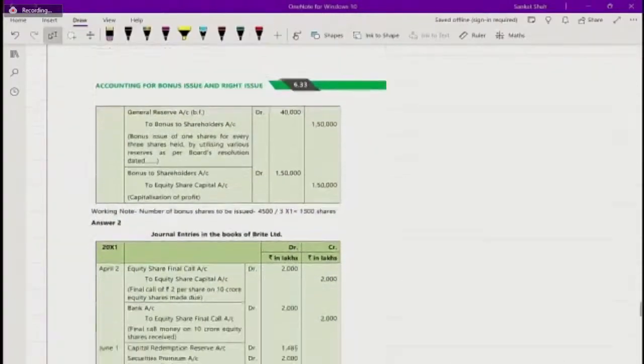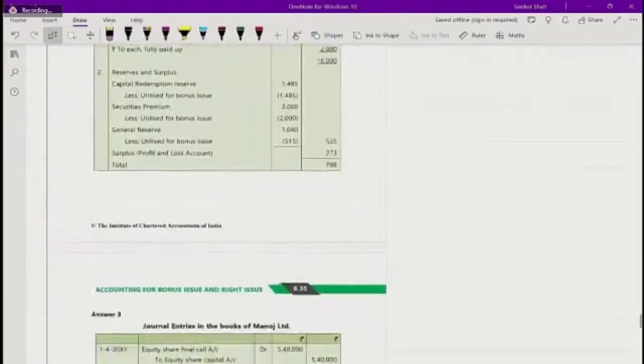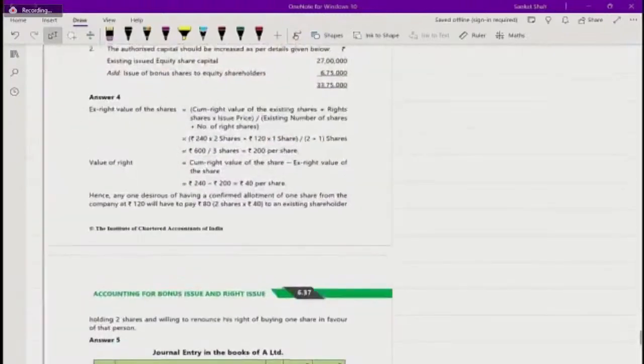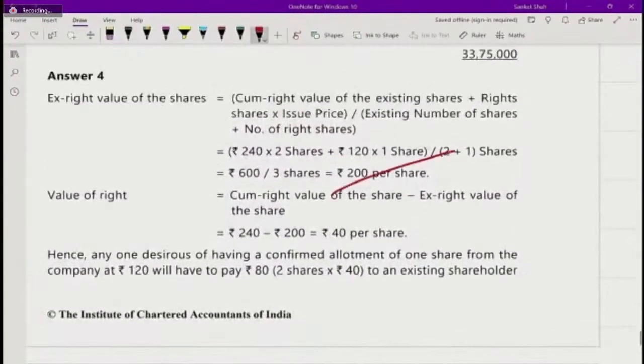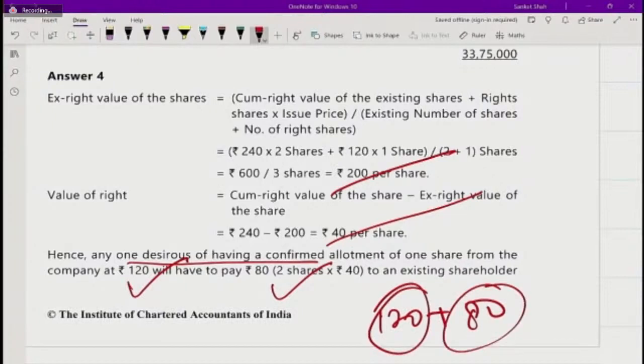200. Okay. 240. And desirous customer कितना पे करेगा? 120 plus 2 shares into 40. So he will pay 120 plus 80. How much the amount? 200. X right जितना देना है. 120 to the company and 80 to the existing shareholders. So this is the amount.